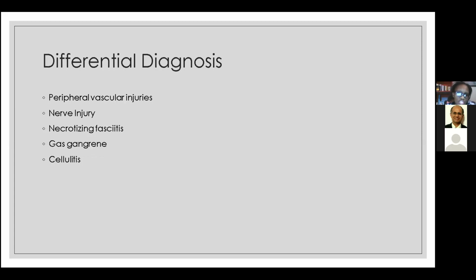Differential diagnosis. The difficulty with compartment syndrome is that some conditions might present with clinical features that are similar to compartment syndrome. So these are some of the differentials.